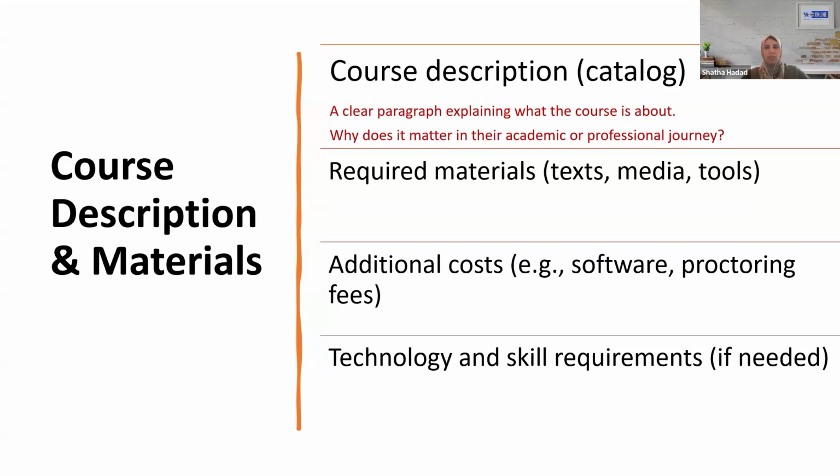Next, the syllabus should clearly list the required materials, whether that's textbooks or articles, videos or software or online tools. Students should know exactly what they need and how they will use it in the course. It's also important to be upfront about any additional costs, such as software licenses, proctoring fees, or special equipment. This supports equity and helps students plan ahead.